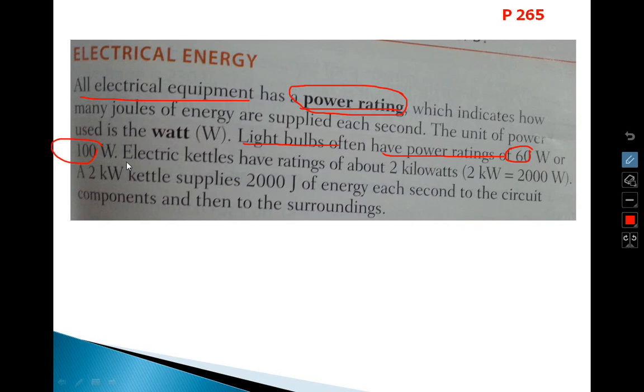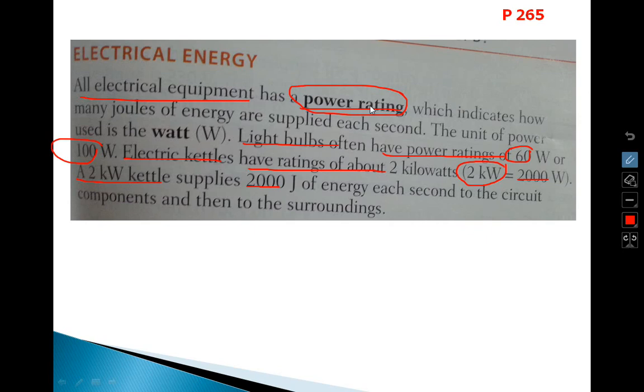There is other electrical equipment. For example, if we take an electric kettle, it has a rating of about 2 kilowatts. It's more. A lamp is 60 watt, here is 2 kilowatt, about 2000 watt. So a 2 kilowatt kettle supplies about 2000 joules of energy each second to the circuit component.